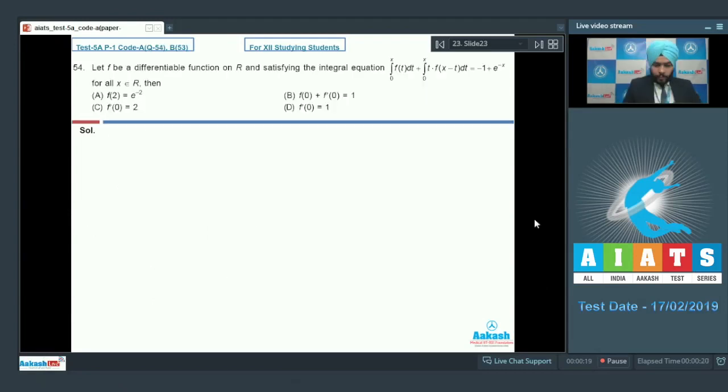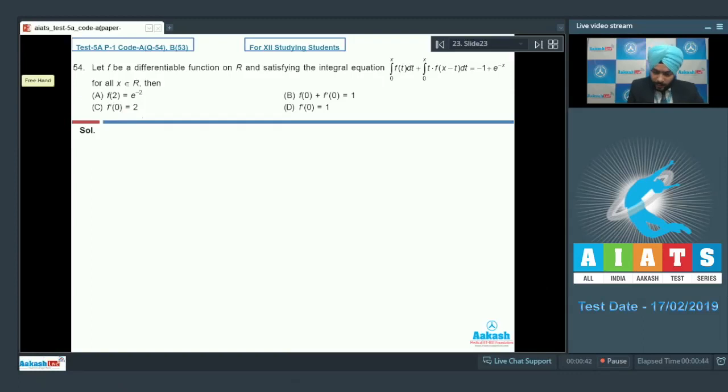Okay, so now we have question number 54, which says that let f be a differentiable function on R and satisfying the integral equation integral 0 to x f(t) dt plus integral 0 to x t into f of (x minus t) dt is equal to minus 1 plus e raised to power minus x for all x belongs to real. Then we have to choose the suitable options about f(0), f'(0), f(2) and so on.